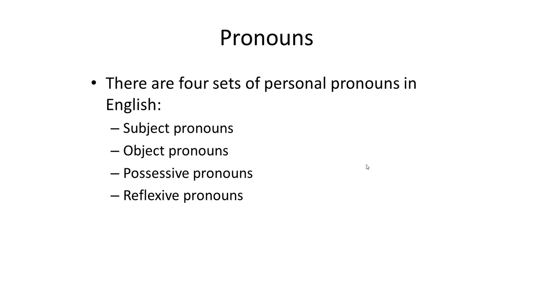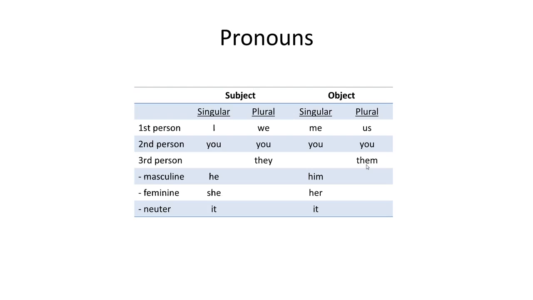There are 4 sets of personal pronouns in English: subject pronouns, object pronouns, possessive pronouns, and reflexive pronouns. Let's start by looking at the subject and object pronouns. You can see the forms here in the table. We can see that the pronouns are divided into 3 different persons. First person pronouns refer to the person speaking.